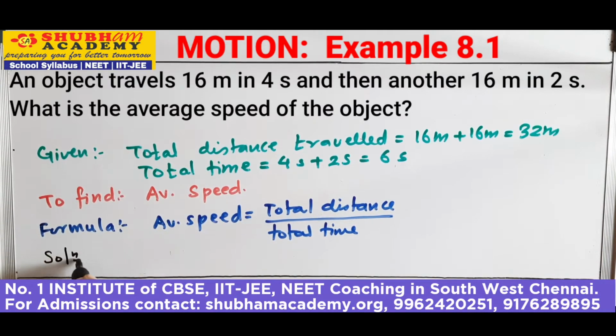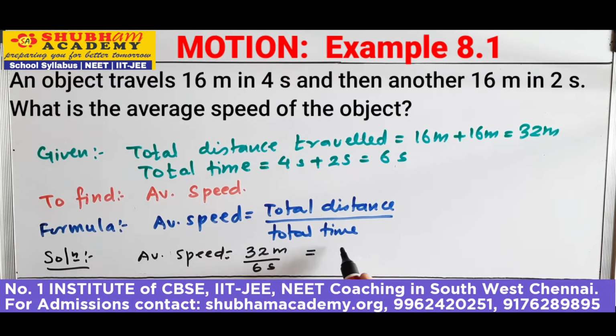So, solution part. Average speed is equal to total distance travelled, which is how much? 32 meters, right? Total time taken is 6 seconds. So, on simplification you will get 5.33 meter per second, right? So, moving on to next question.